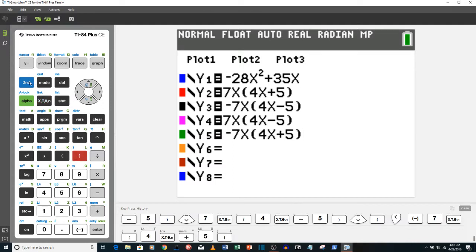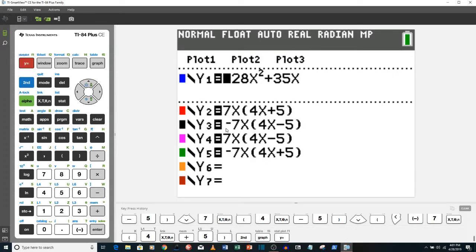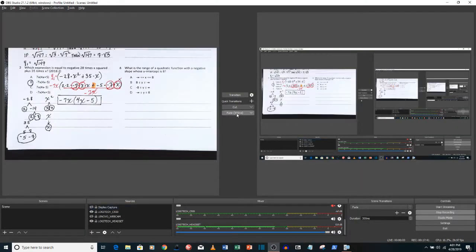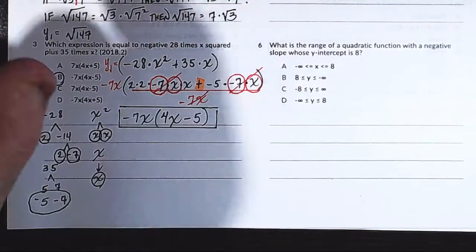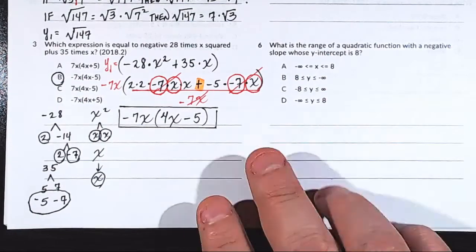Now from this window you need to hit second graph. What we're looking for is for Y1 to match up with some of these other values. So here I've got zeros across the board. How about the next one? I got 7, 63, 7. Okay, so Y3 matches with Y1. All the values match. So whatever Y3 was is correct, and Y3 was negative 7x, open parentheses, 4x minus 5, which corresponds to answer choice B, negative 7x, 4x minus 5.